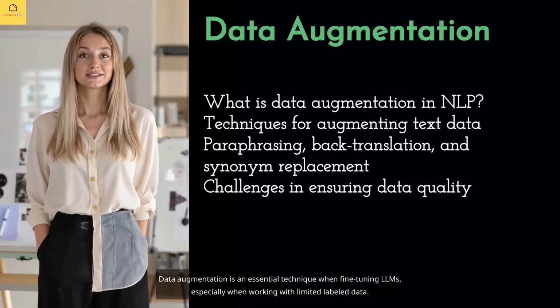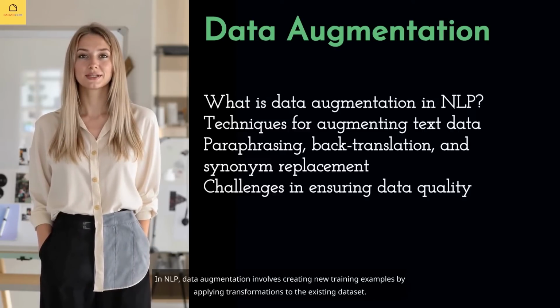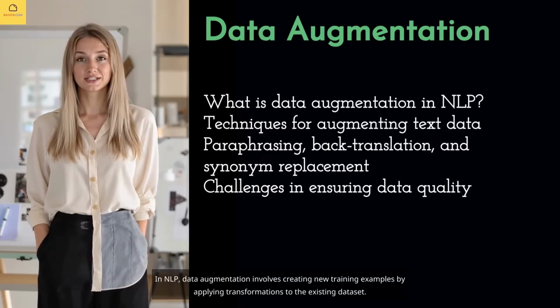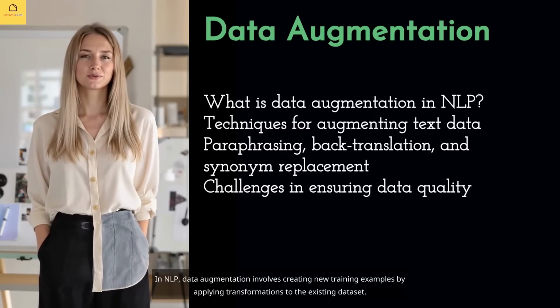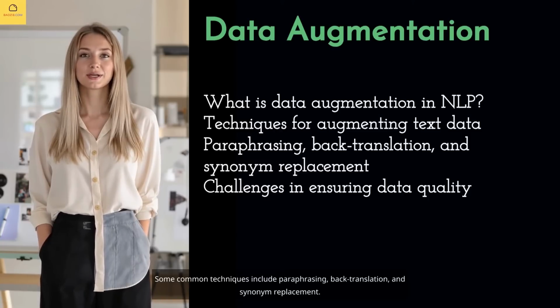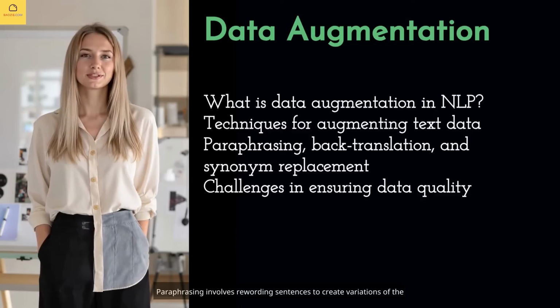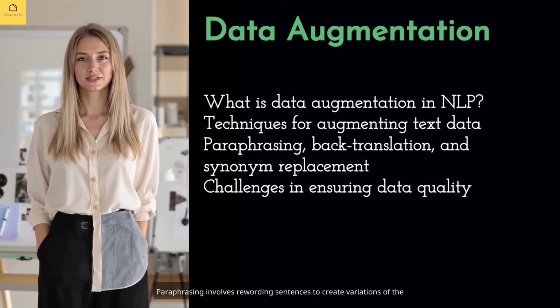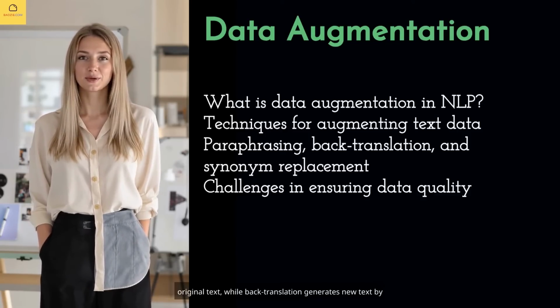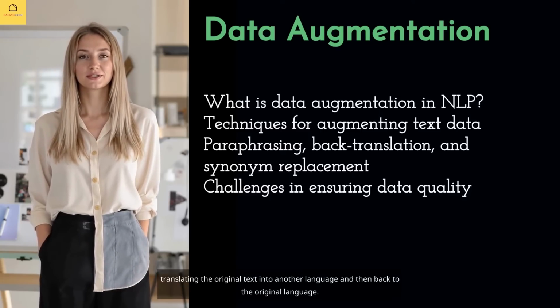Data augmentation is an essential technique when fine-tuning LLMs, especially when working with limited labeled data. In NLP, data augmentation involves creating new training examples by applying transformations to the existing dataset. Some common techniques include paraphrasing, backtranslation, and synonym replacement. Paraphrasing involves rewording sentences to create variations of the original text, while backtranslation generates new text by translating the original text into another language and then back to the original language.